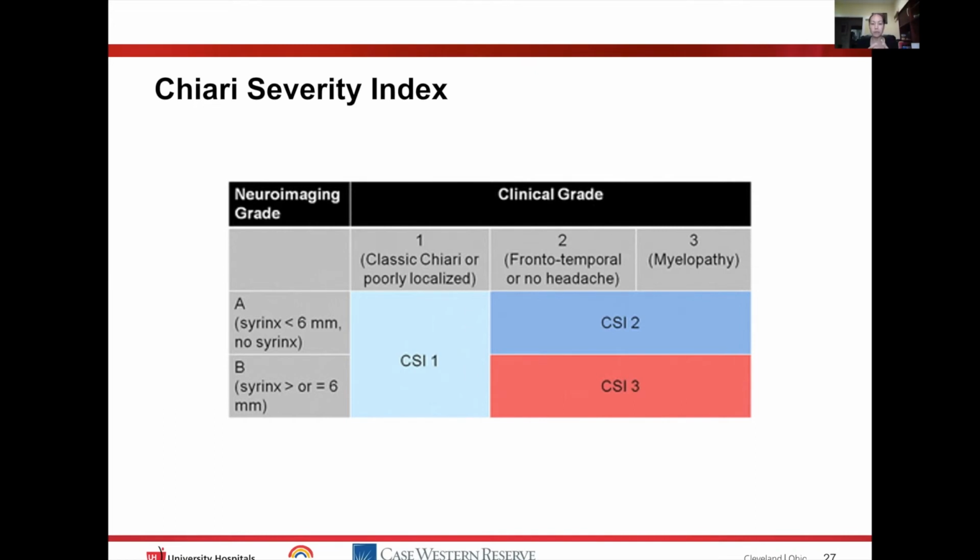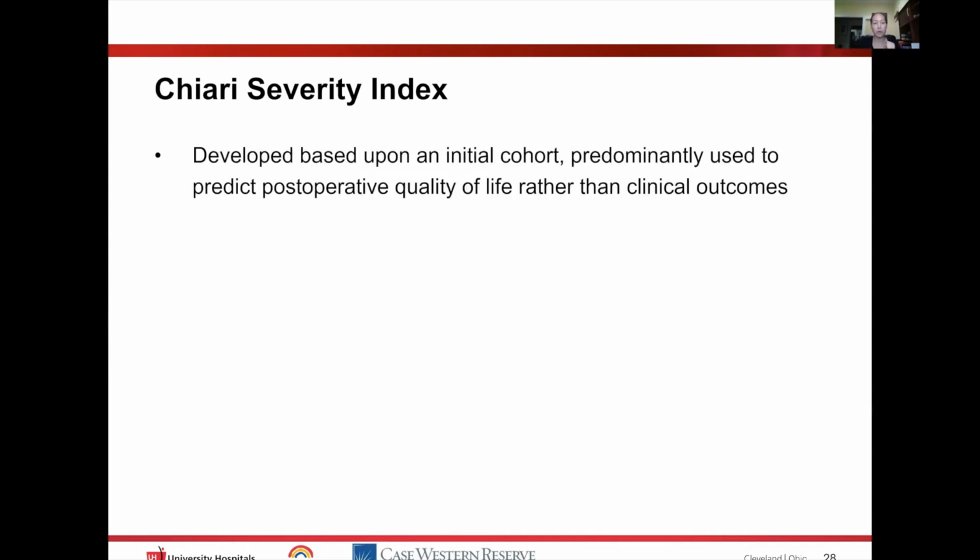What they found is this classic Chiari headache, no matter what size of the syrinx, had the best response to surgery. So these had the biggest improvements in quality of life. The next group were those patients with small syrinxes that either had not that classic Chiari headache, or no headache or myelopathy. The patients that had the least improvement in their quality of life were the large syrinx with either frontotemporal headaches or myelopathy. This was developed based on this, and this is really looking at postoperative quality of life rather than the true clinical outcomes.